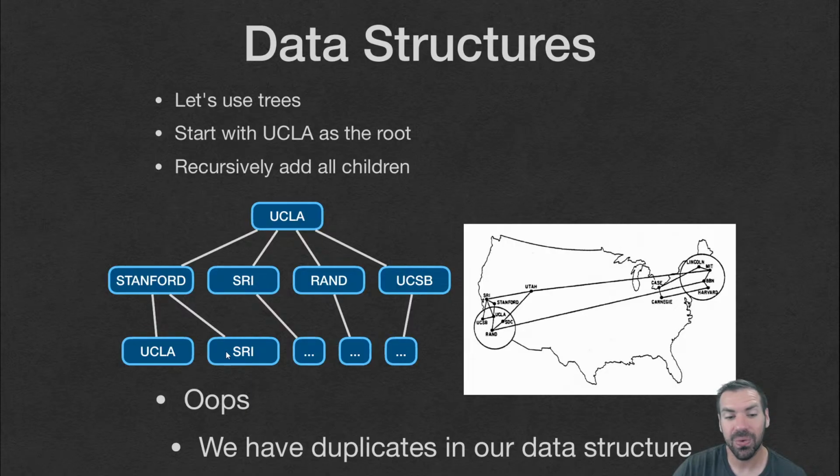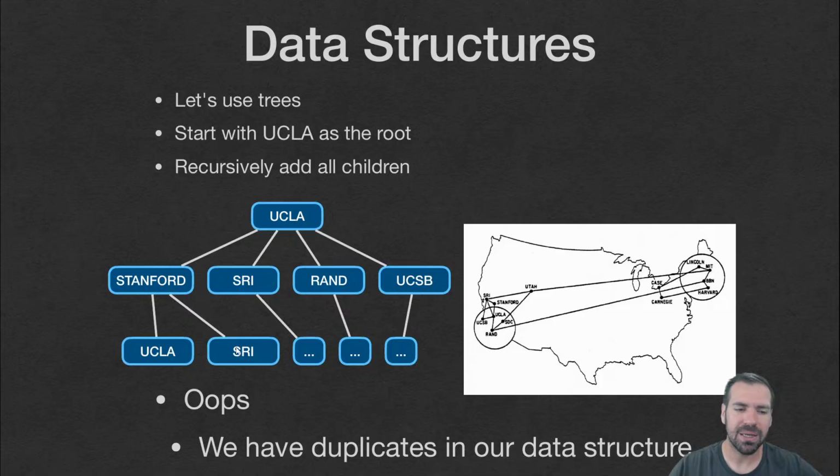And we have a few issues already here. Stanford has UCLA as a parent and UCLA as a child. We have duplicate data in our data structure. So we need some way to handle this. And with this specific situation, you might say, okay, just add a conditional to say if that node is your parent node, don't add it as a child. So we can handle that one. That's not too big of a deal. We get rid of this problem.